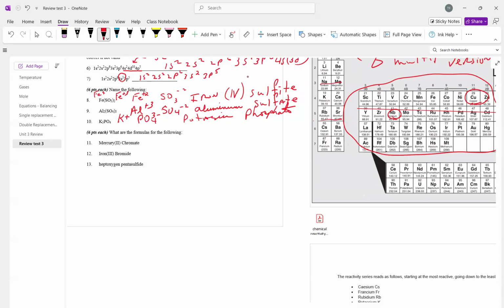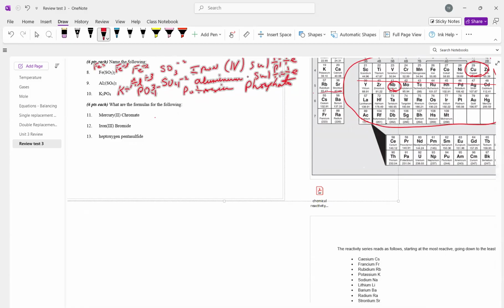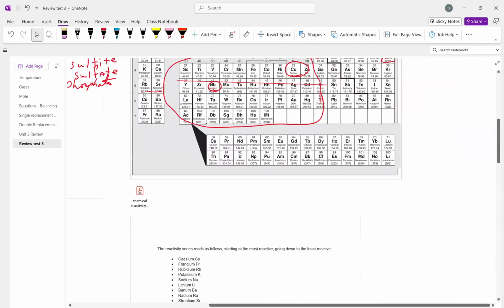Okay, so what are the formulas for the following? Okay, mercury 2 chromate. Okay, so mercury is Hg. Right over here.